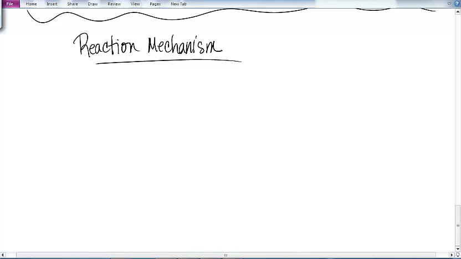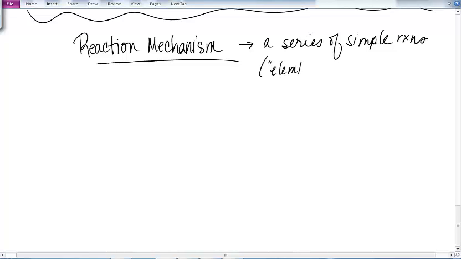What a reaction mechanism is, essentially, is a series of simple reactions which are called elementary steps, and I'm going to spell it right even, that represent the progress of the reaction.